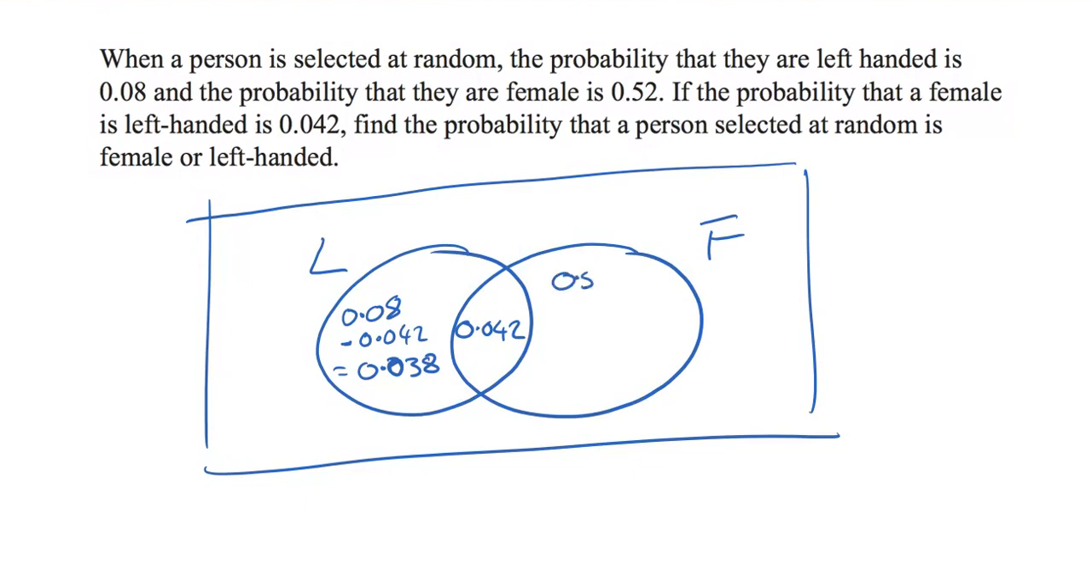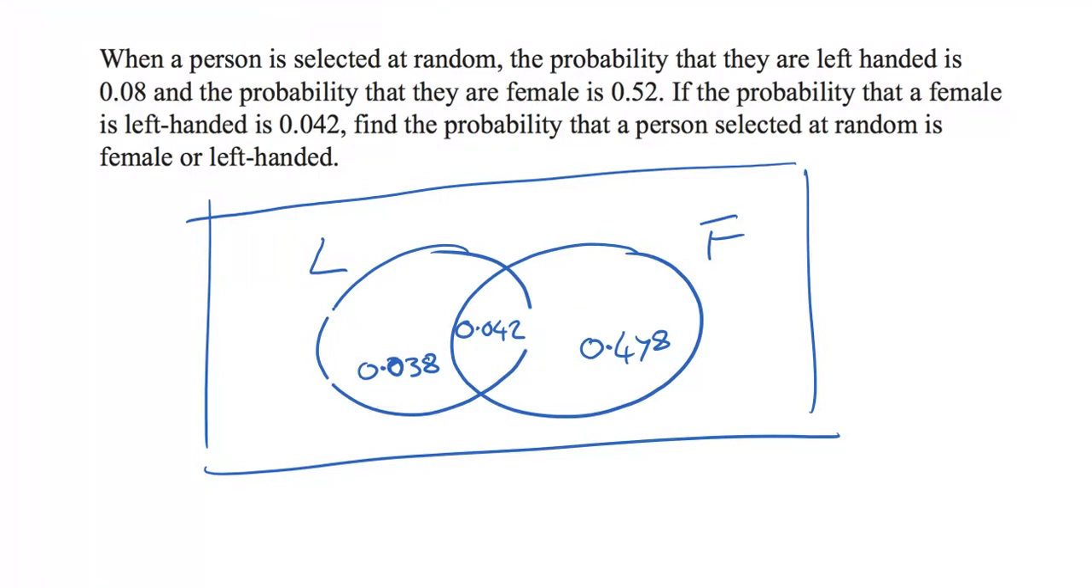Now, the probability of someone being female is 0.52. So my total circle is 0.52. So if I do 0.52 minus 0.042, then I'm going to have the value of that space there. Well, that is 0.478. Okay, so now let's just get rid of all that working for a second so we can see clearly our answers.